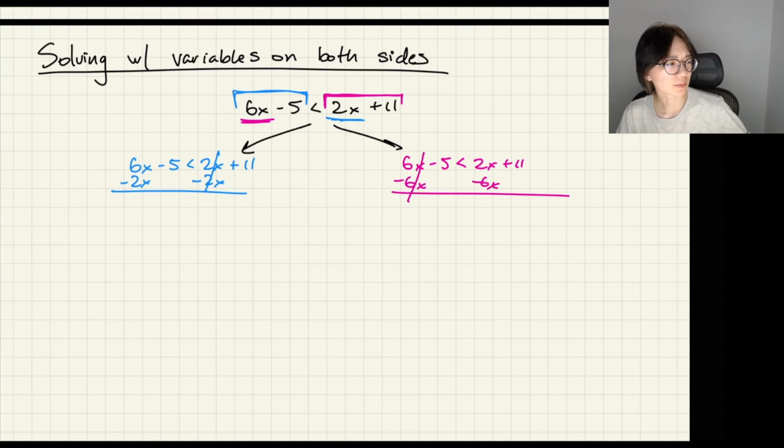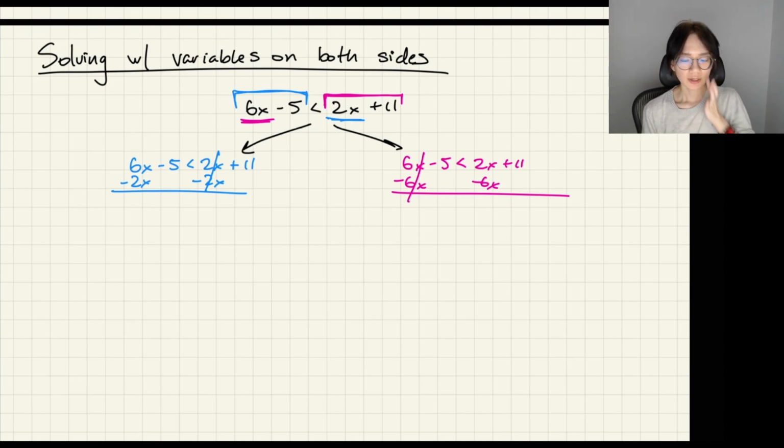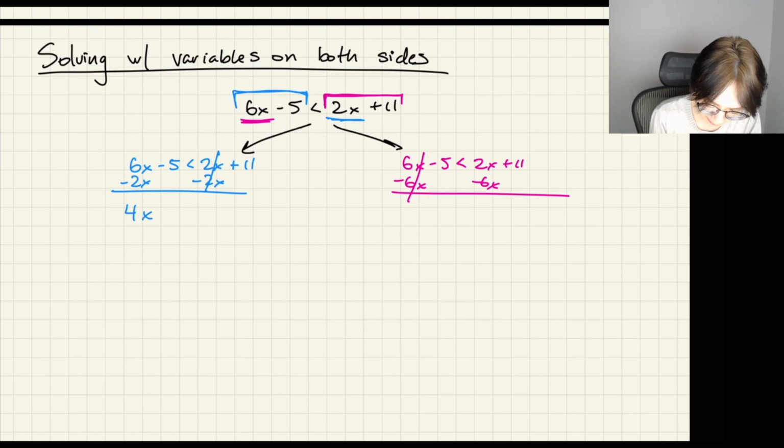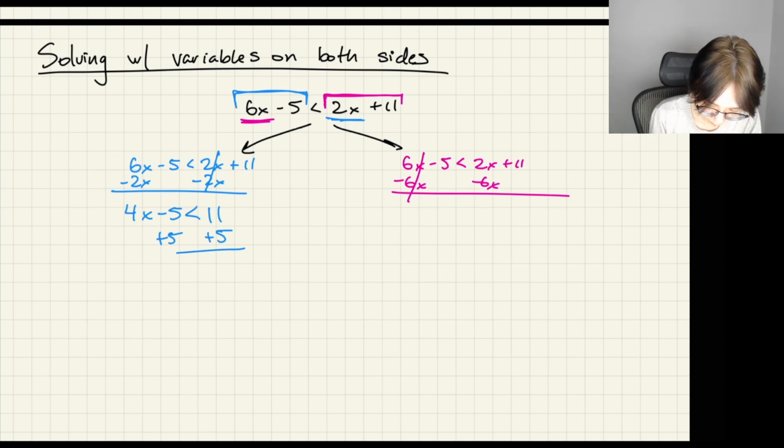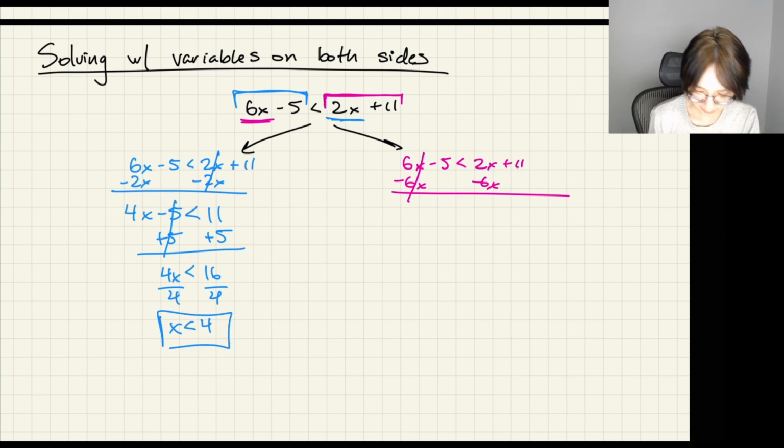Now, working with positive numbers is easier than working with negative numbers. So I'm going to ask myself, which way is going to get me a positive x, a positive variable? Is it 6 minus 2x, or is it 2 minus 6x? And in this case, if we do the math out, it's going to be the 6 minus 2x. And then we can just solve it from here. x is less than 4.